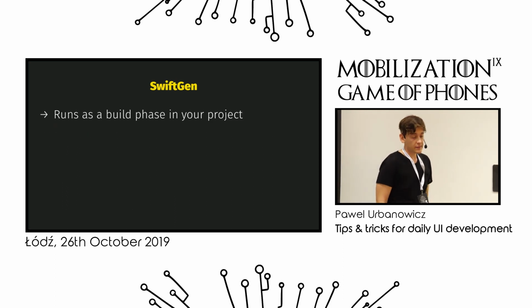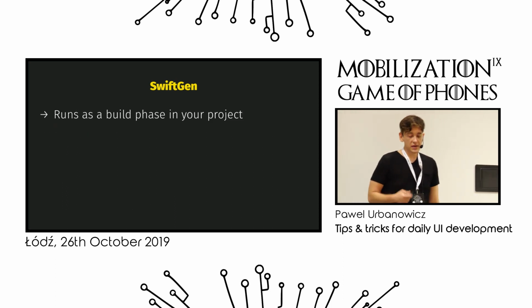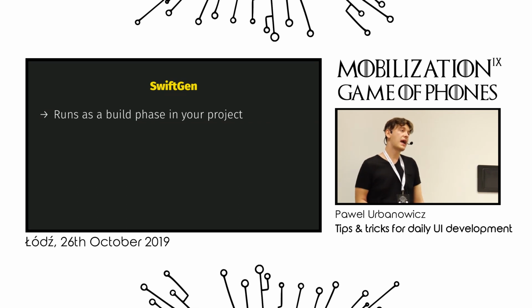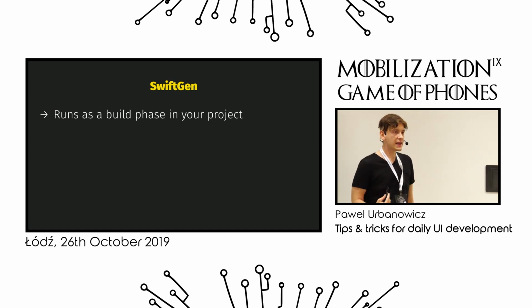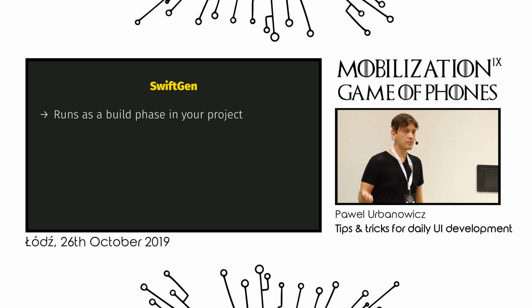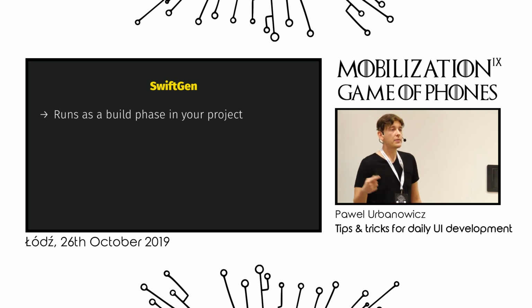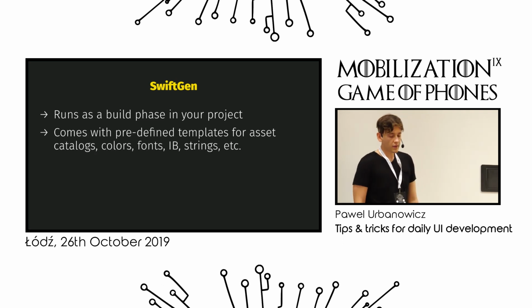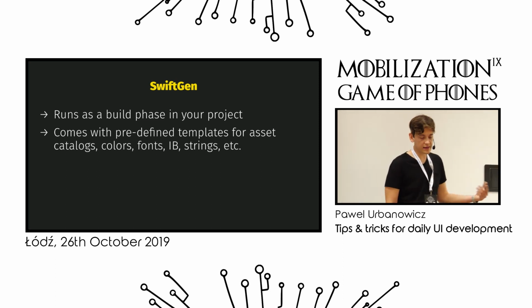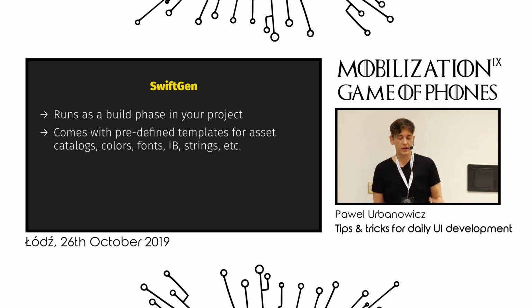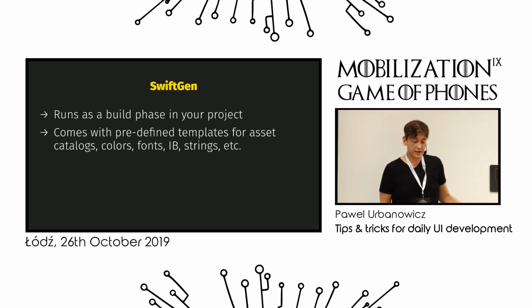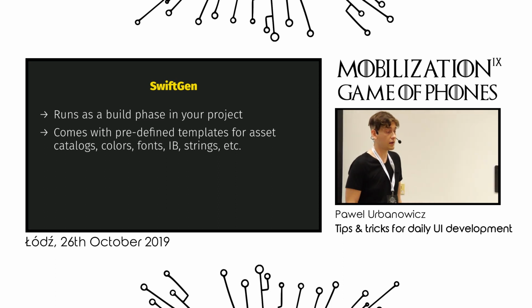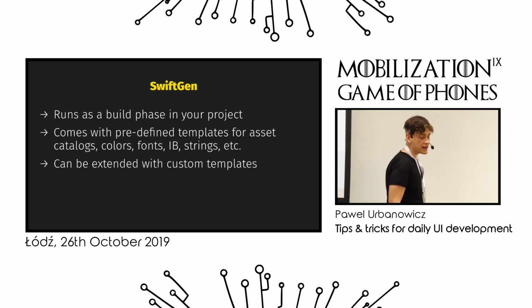SwiftGen runs as a build phase for your project. So every time you change something in your resources, like for example, change the name of an asset, it's going to check for those changes and auto-generate the types once again before your project even builds, and it's going to be caught at compile time. Also, it comes with tons of predefined templates. So you can use SwiftGen for asset catalogs, colors, fonts, Interface Builder files, strings, etc. It's not only UI, it's also for Core Data or plist files. And it can be extended with custom templates.